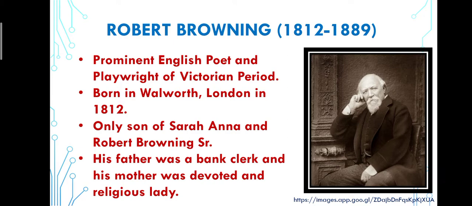Robert Browning was a prominent English poet and playwright of the Victorian period. He was born in Walworth, London in 1812. He was the only son of Sarah Anna and Robert Browning Sr. His father was a bank clerk and his mother was a devoted and religious lady.